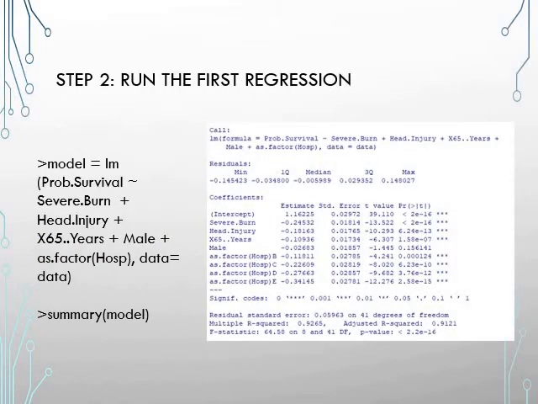The next step is to run the first regression using the patient level, which are the individual level variables, using the R code here. As you can see, all variables except for being male were statistically significant predictors of probability of survival, all having a negative impact on probability of patient survival.